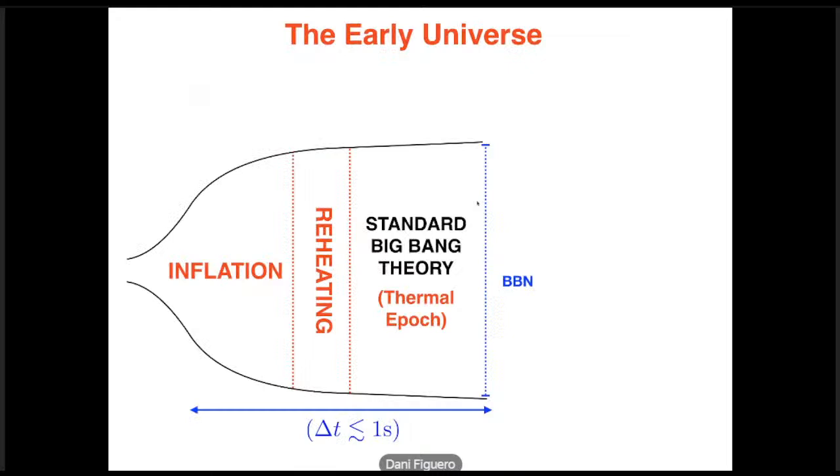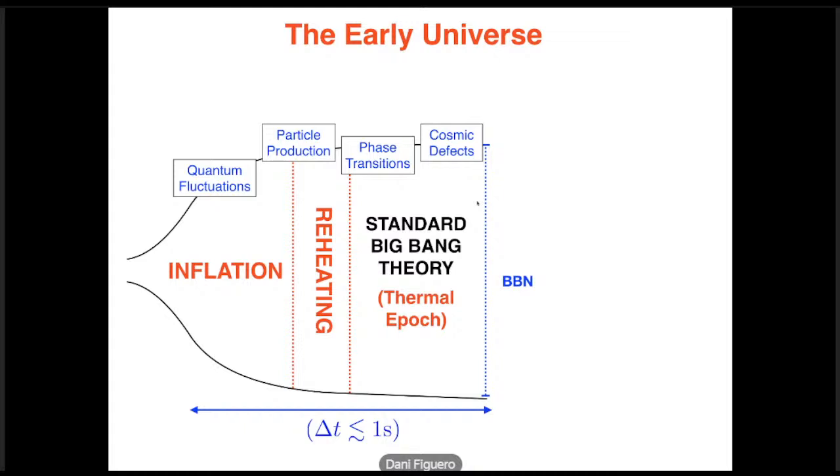Let's begin. So the early universe, of course, in front of an audience like people at INR, I don't need to introduce. I mean just the very first second of the universe, including the period of inflation, reheating, and the thermal era before BBN. That's what I mean by early universe. Now, we speculate with the possibility of having, in this first second of the early universe, a bunch of phenomena, from quantum fluctuations to particle production to phase transitions or cosmic defects, and maybe others.